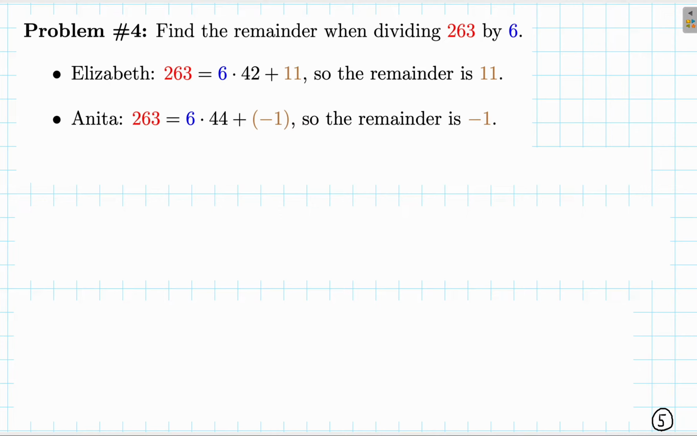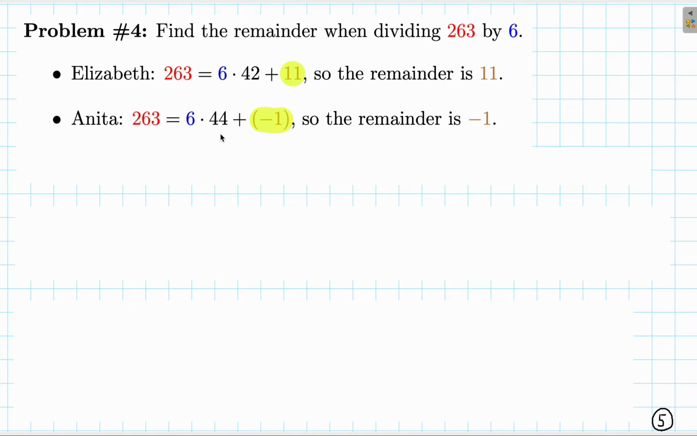And so here's problem 4, where our friends are asked to find the remainder when dividing 263 by 6. Now, Elizabeth claims that the remainder is 11 because 6 times 42 plus 11 does equal 263, except calling 11 the remainder isn't quite right because we can take out another copy of 6 from 11, so that remainder feels a little too big. Now, Anita says that the remainder is -1.